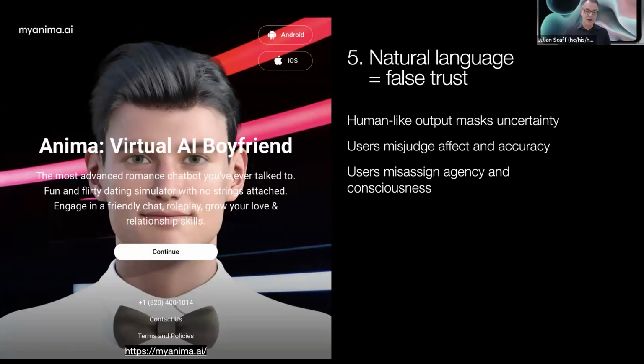And so when we converse with these systems and they seem to have personality, they can converse in our natural language. This makes us assign more agency and give more trust to the system than is warranted. This essentially masks the system's uncertainty and its limitations, and this leads users to misjudge not just the factual accuracy of the output, but also the emotional tone or the authority behind it.